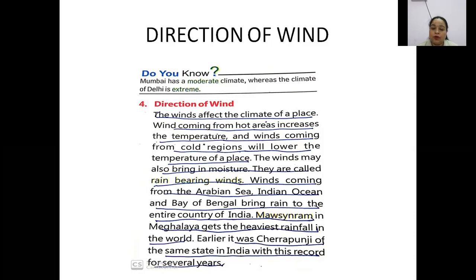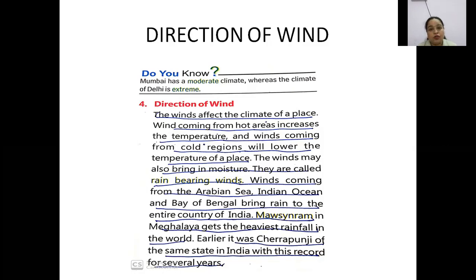So the next important point is the direction of the wind. If the wind is coming from the hotter places, then the place will be warmer, and if the wind is coming from the colder areas, then that place is a cold place. Understood this? The winds may also bring moisture.